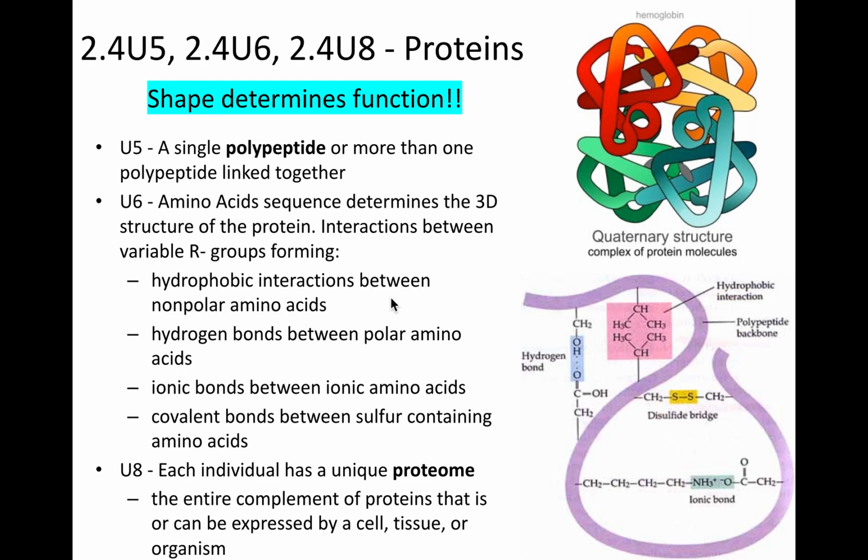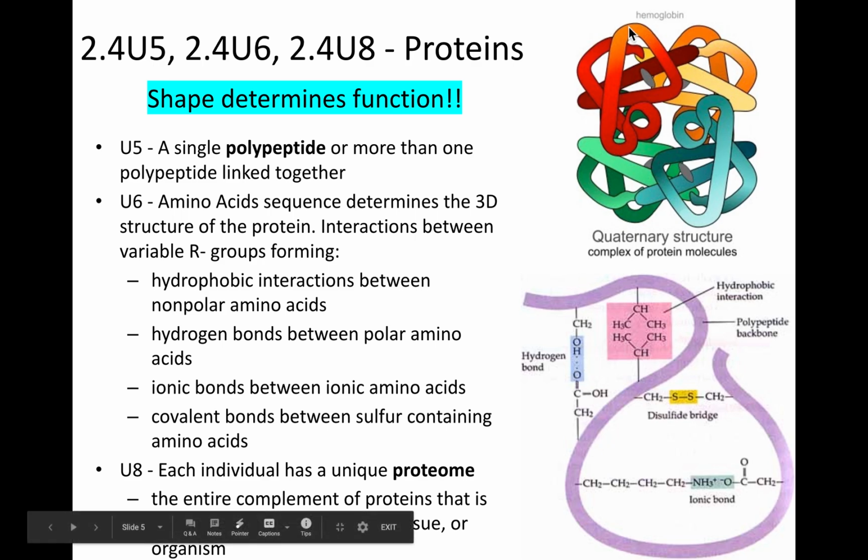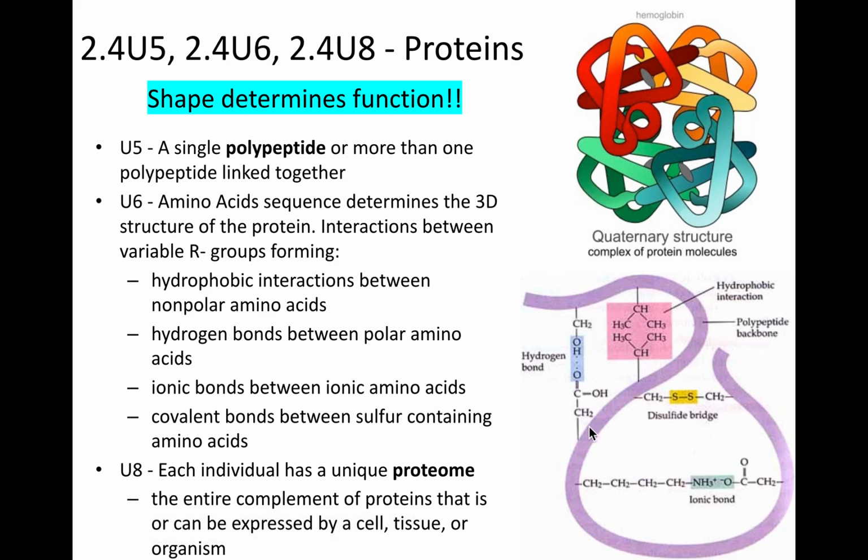So hydrophobic interactions usually happen between non-polar amino acids. So that would be these two R groups. They're non-polar, they're hydrophobic. So notice they fold inward because they don't want to be around the external environment, which is probably water or a liquid. There's also hydrogen bonds between polar amino acids, which are usually going to be a hydrophilic interaction, right? They want to be near water, so they usually fold and show themselves to the outside. So they kind of create these outside edges here on these proteins, which are usually these hydrogen bond interactions.